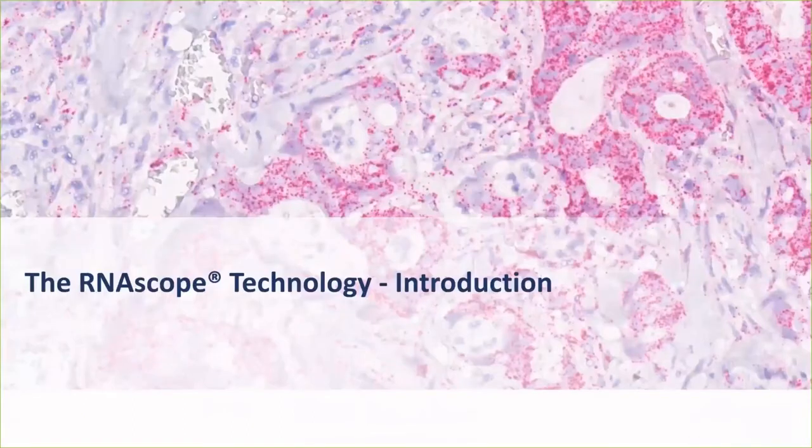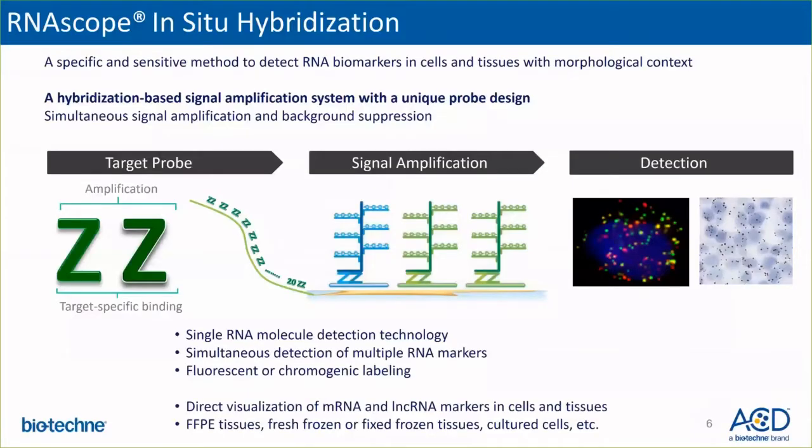So let's start today's discussion by understanding what RNAscope is. The RNAscope assay is an in situ hybridization technique that utilizes a unique double-Z target probe design followed by a signal amplification system, which allows you to visualize a single mRNA transcript as a punctate dot through either chromogenic or fluorescent detection. This highly specialized system utilizes simultaneous signal amplification and background suppression methodology.